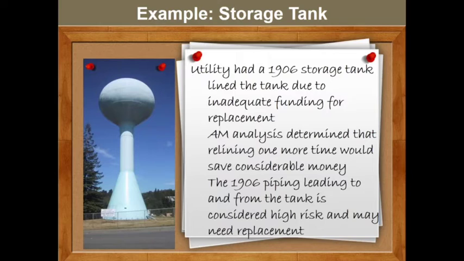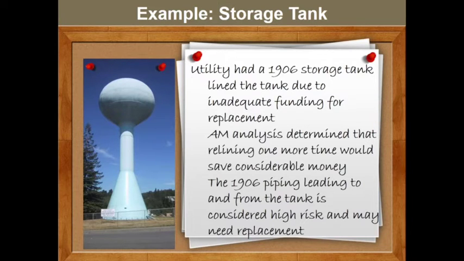Another example is a storage tank. This particular utility had a storage tank that was installed in 1906, and I will say that is not a picture of their storage tank. Just to be clear, that is not a 1906 storage tank. And they were trying to decide if they should replace the storage tank or do something else, and at the time, this was a few years back, they really didn't have adequate funding for the replacement, so they lined it.